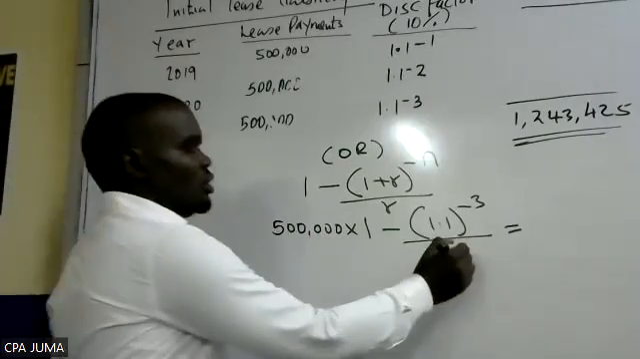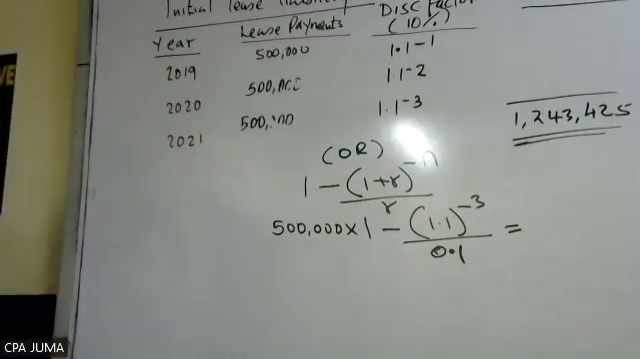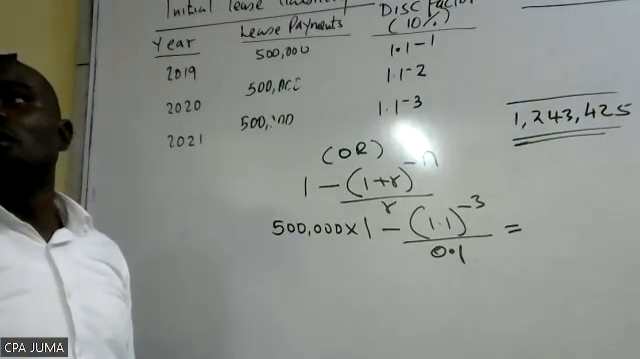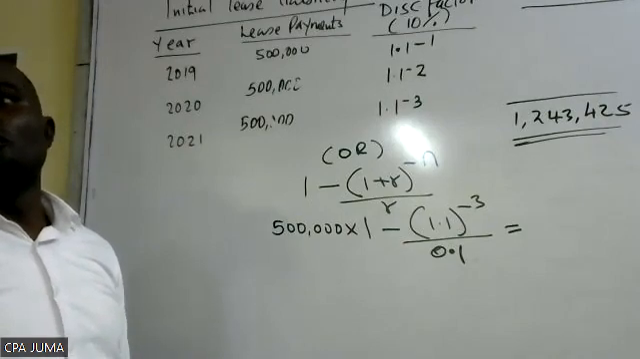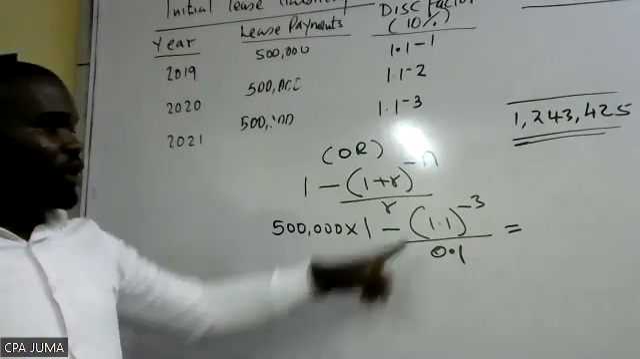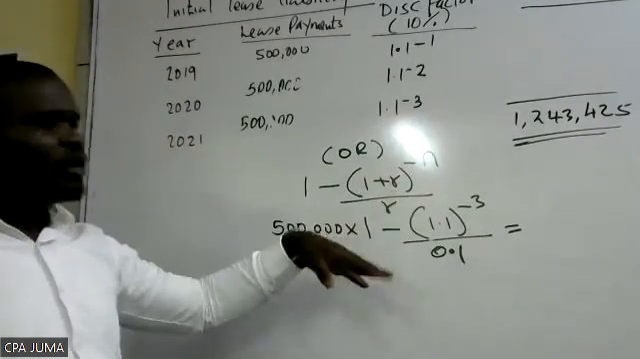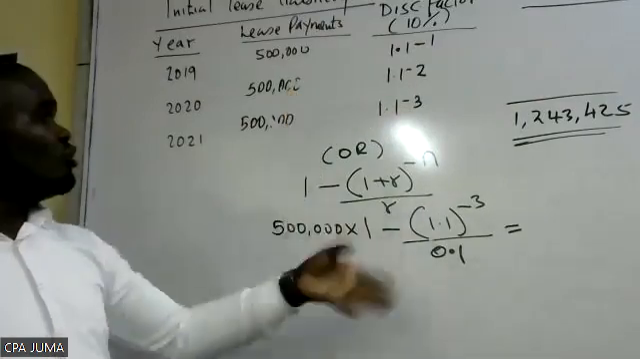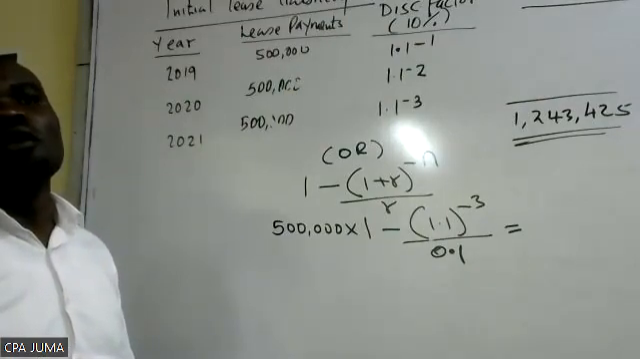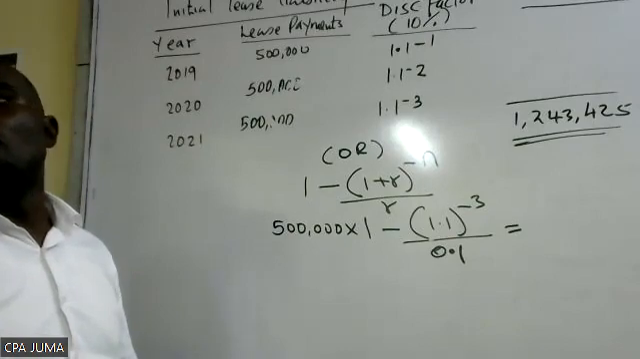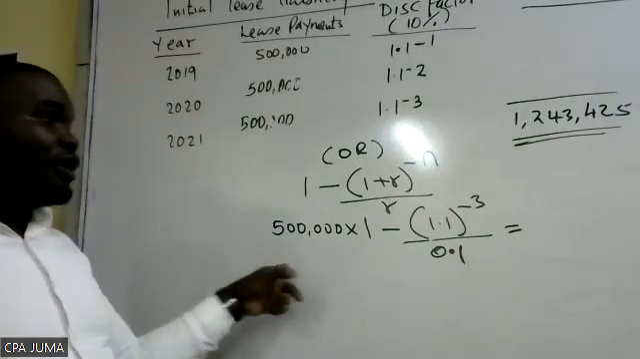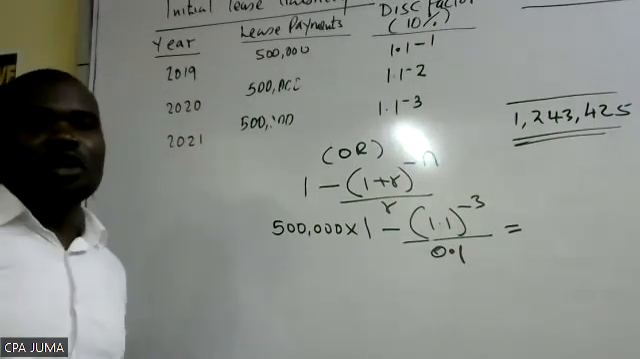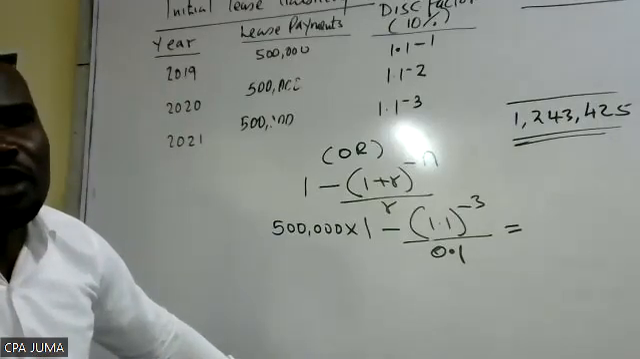So you start with the brackets. Somebody who has done the same. Don't mess the BODMAS. You start with 1.1 to the negative 3. Then you divide, then 1 minus whatever you have gotten. Then you multiply by 500. If you start with 500 directly, you will not get it. As Agomo is saying, 1,243,450.